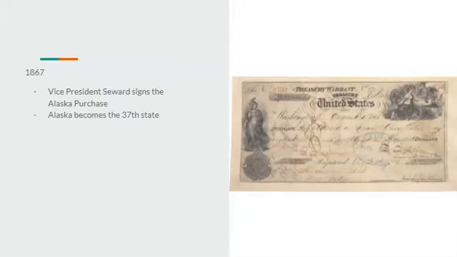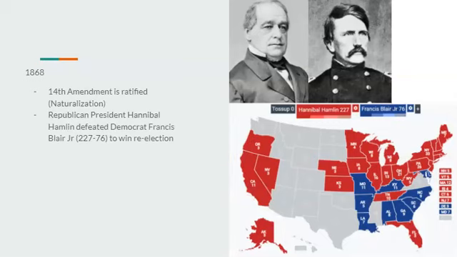1867, Vice President William Seward, who is Hannibal Hamlin's vice president, would sign the Alaska Purchase, and he would talk Hannibal Hamlin into giving statehood to Alaska, so Alaska becomes the 37th state. 1868, the 14th Amendment is ratified, which sets up the naturalization process in the country, and thus Hannibal Hamlin would run for a third term, and Democrats would nominate Francis Blair Jr., who I believe was a state senator, and Francis Blair Jr. would get crushed by Hamlin.